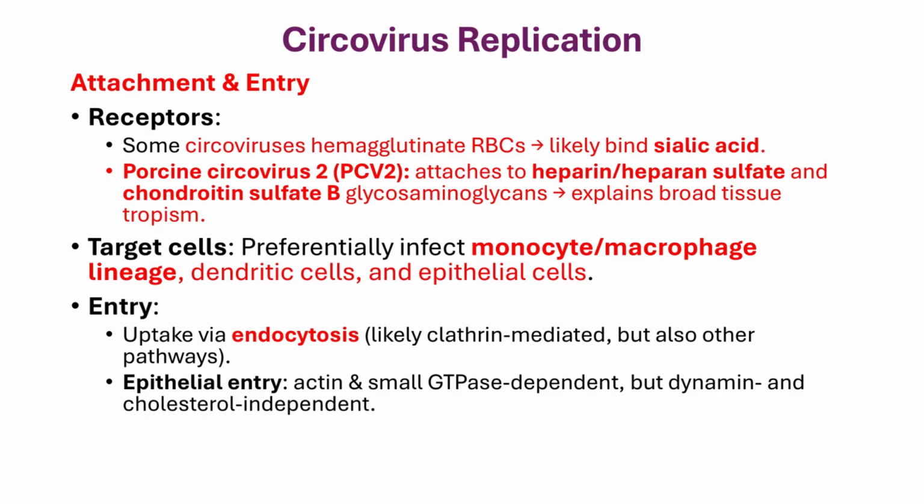Now, for entry mechanisms. Circoviruses typically enter cells through endocytosis. For many strains, this appears to be clathrin-mediated, though alternative pathways may also be used. Entry into epithelial cells is particularly interesting. It depends on actin remodeling and small GTPases, but is independent of dynamin and independent of cholesterol, which is unusual compared with many other DNA viruses. These early steps, attachment, receptor binding, and entry, set the stage for successful viral replication and spread within the host.